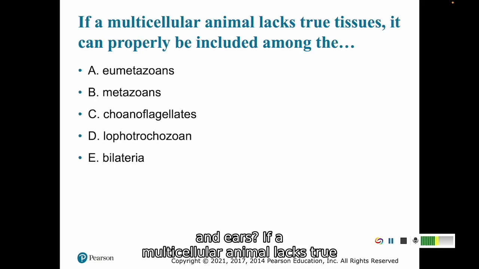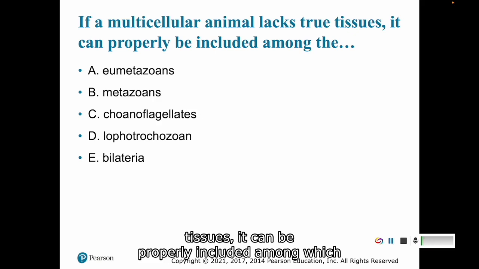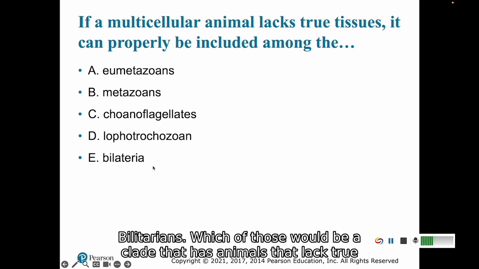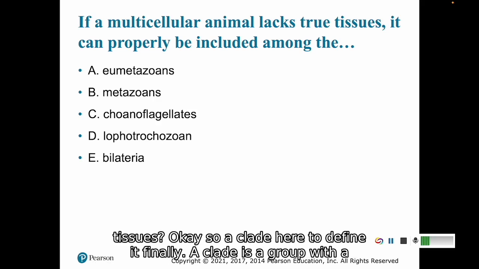If a multicellular animal lacks true tissues, it can be properly included among which clade? Eumetazoans, metazoans, choanoflagellates, Lophotrochozoans, or Bilaterians? Which of those would be a clade that has animals that lack true tissues?